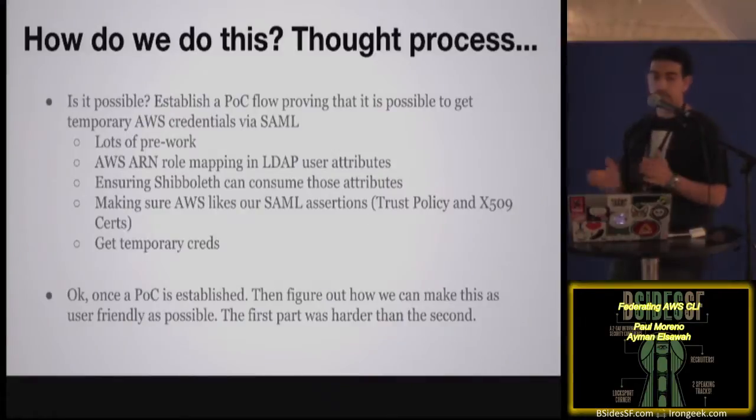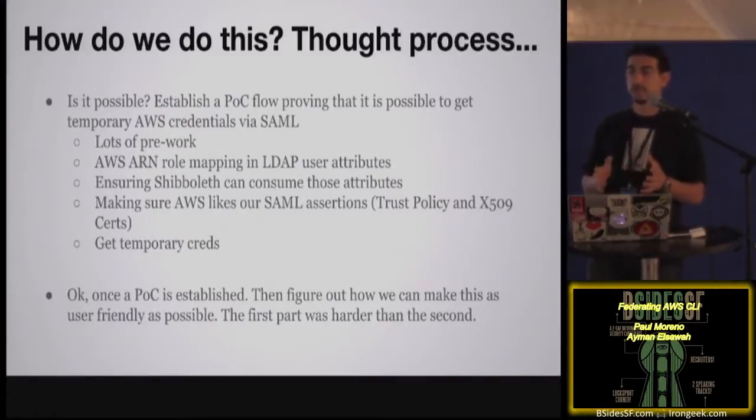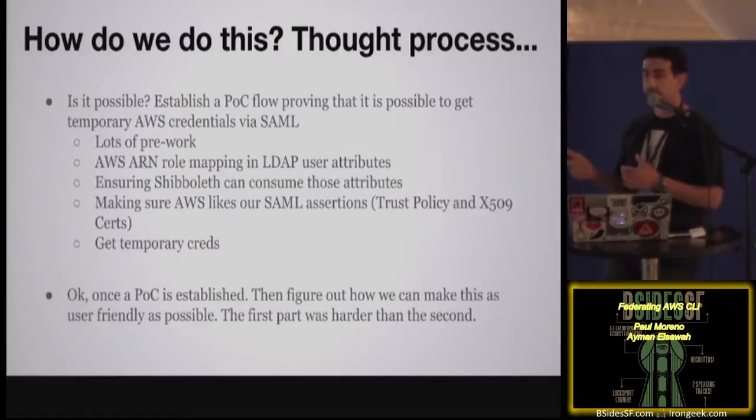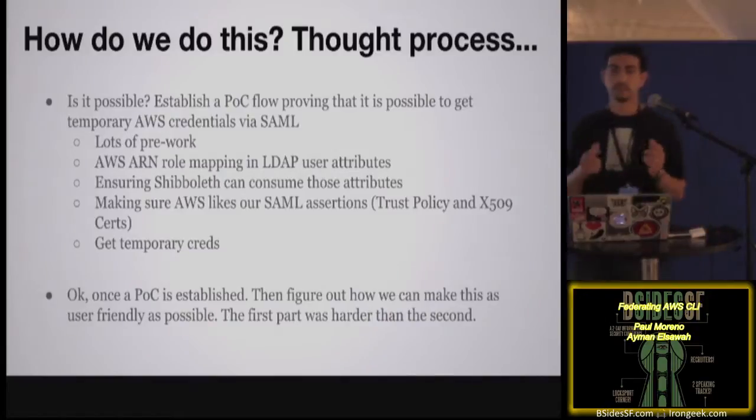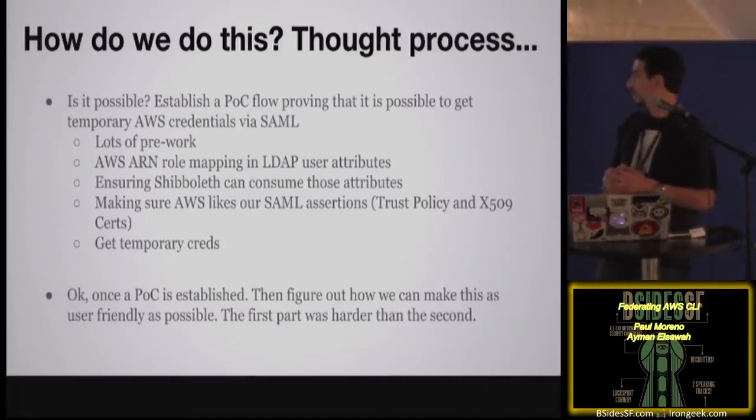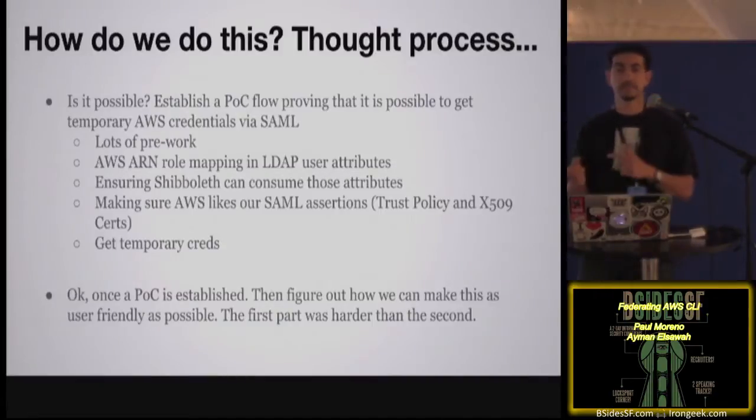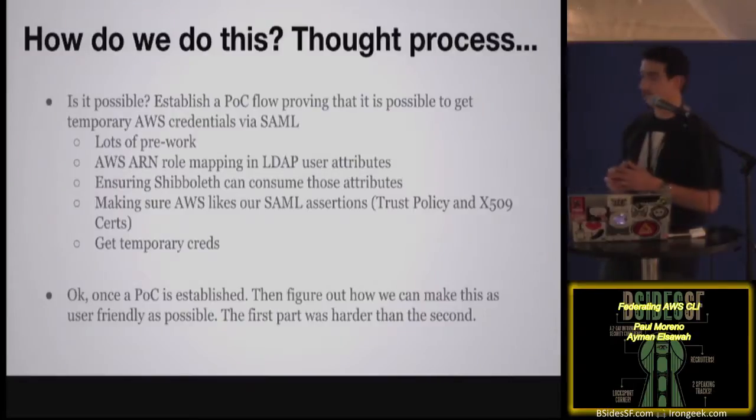So there's a lot of development, a lot of pre-work. Some of the ARNs had to be added as attributes for an LDAP. We had to make sure that Shibboleth could consume those, so making Shibboleth work with LDAP, and making sure that AWS liked our SAML assertions. So a lot of trust policy, a lot of finicky details that STS was very particular about, rightly so, in making sure that it's accepting our assertions. And then at the end, get temporary credentials.